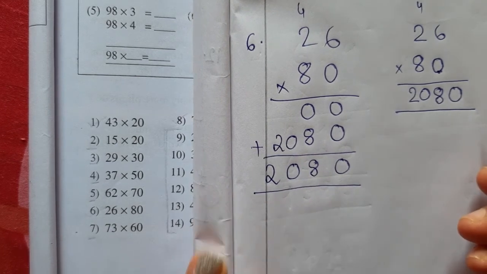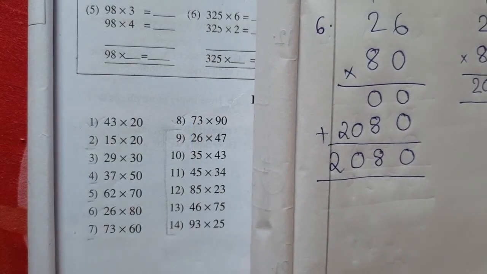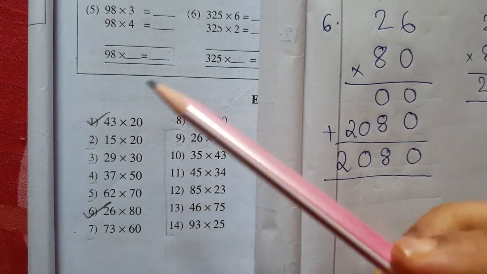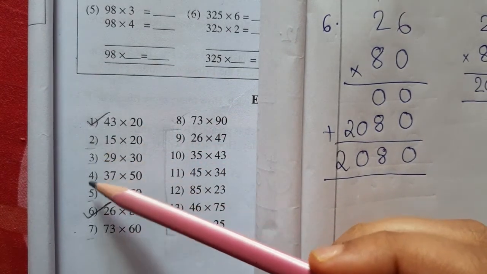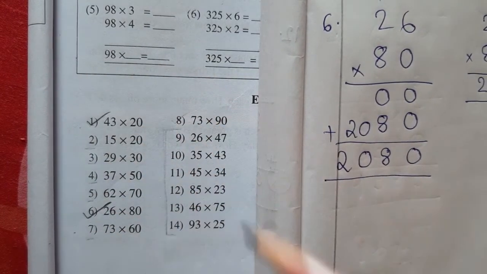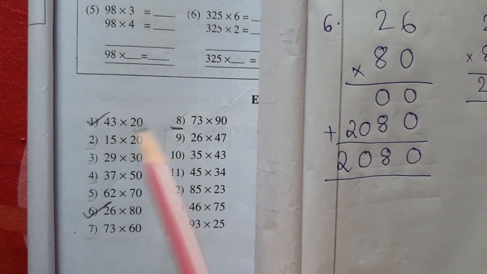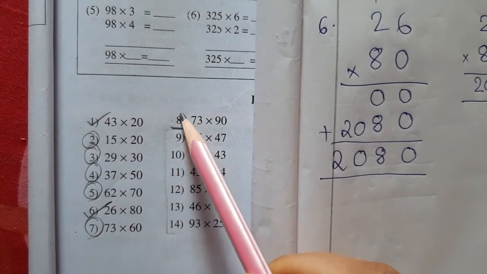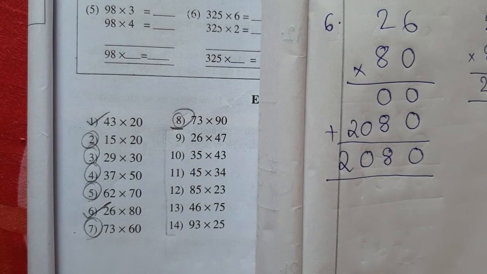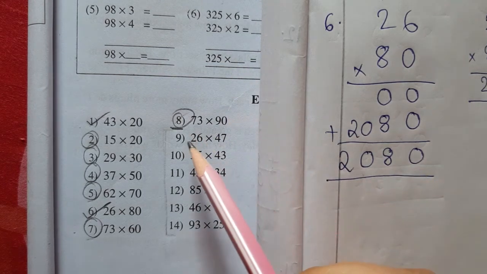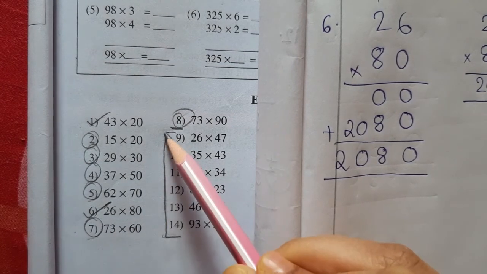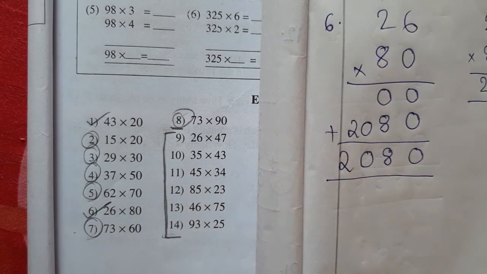Done? Easy? So for your homework, I did question number 1 and 6. You do 2, 3, 4, 5, 7 and 8. Okay, you do all these sums for your homework. And if you want to do more sums, you can also try doing questions from 9 to 14.